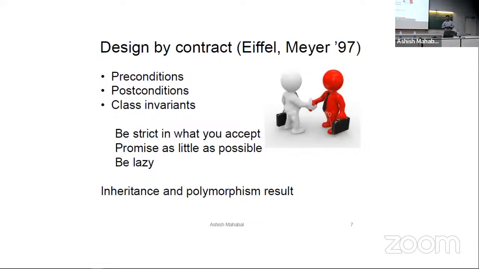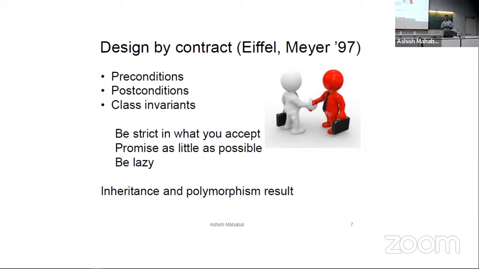Also try to design by contract. This came up in 1997 from these people I admire. For each of your functions, there should be preconditions: what is it that this function is going to do? And then there is a postcondition: once that function has run, where should you end up? And what are the class invariants, the things that are not going to change? So in general, you should be lazy. Any function should do the minimal number of things. Be strict in what you accept, promise as little as possible, and be lazy in general.